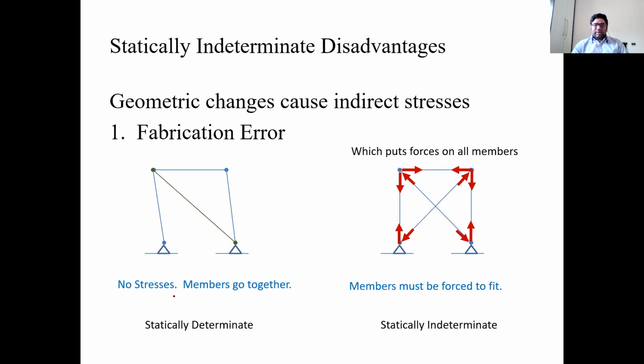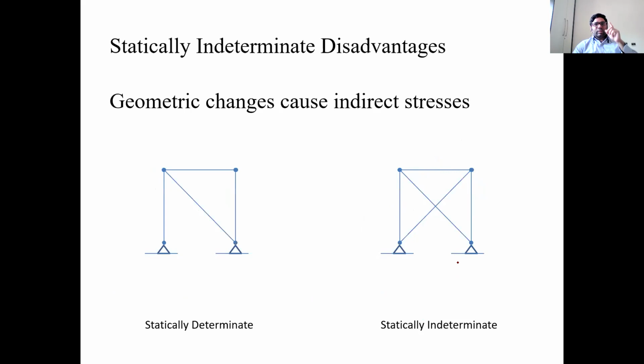That means in a statically determinate structure, there won't be any stresses developed. All the members will go together if there is a fabrication error. But if it is a statically indeterminate structure, some stresses will be developed. At the same time, members are forced to fit. That is point number 1.